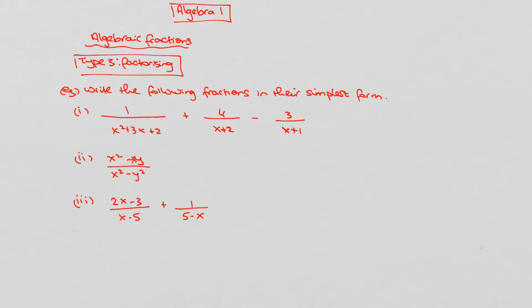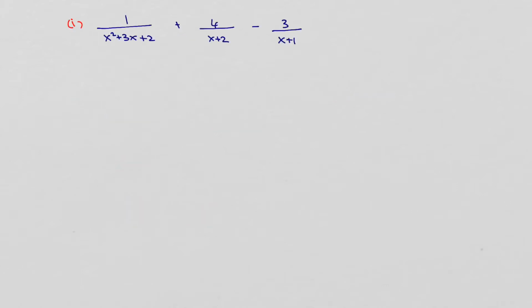So if we look at the first one here, we have 1 over x squared plus 3x plus 2, plus 4 over x plus 2, minus 3 over x plus 1. So let's take that onto the next page. The first thing we want to do is put brackets around everything. And then we're going to take our quadratic out and we're going to factorize our quadratic.